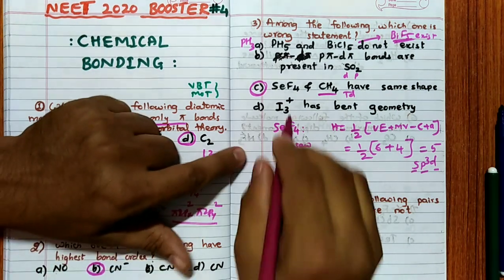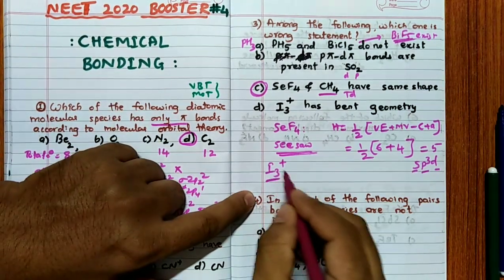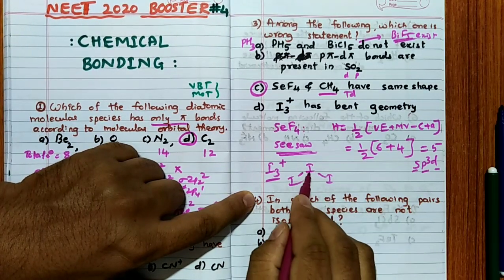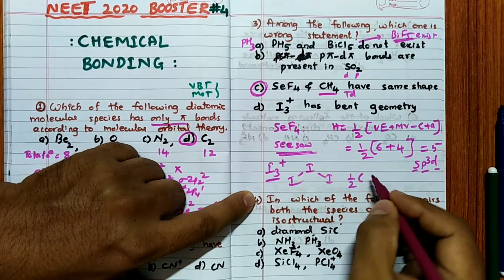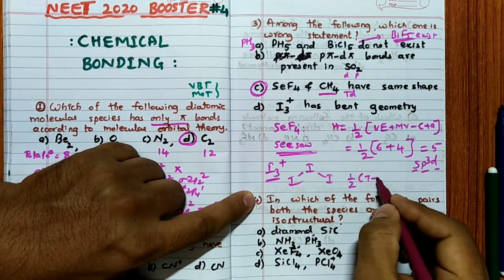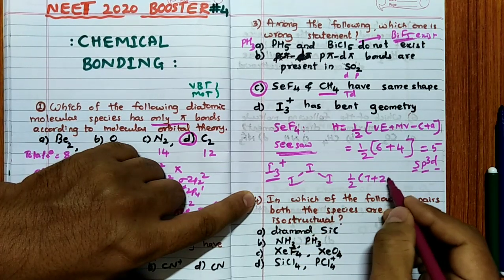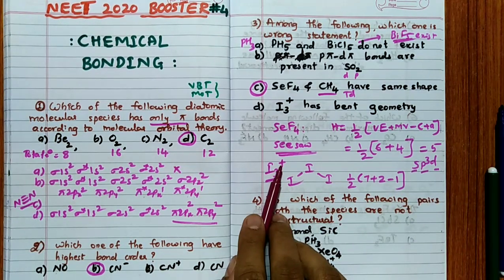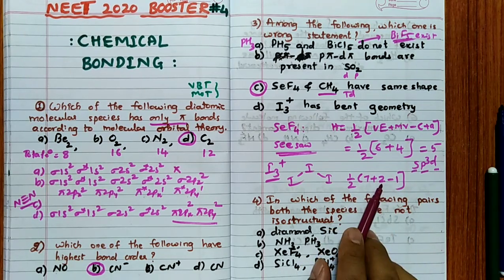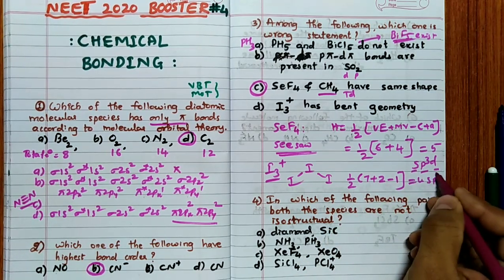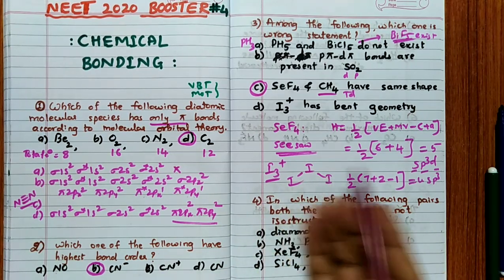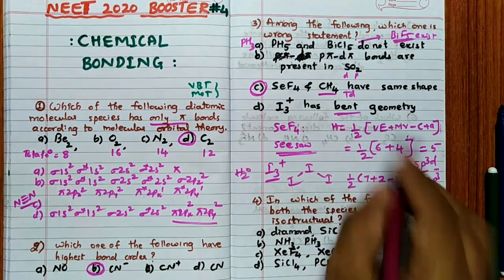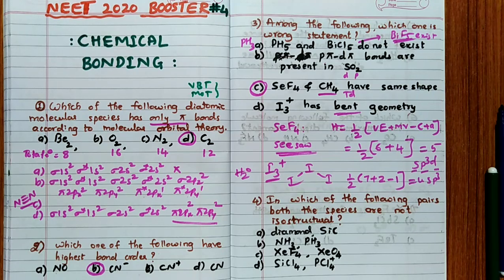I3 plus has bent geometry, which is correct. See the I3 plus hybridization. Here it is just like an iodine surrounded by 2 iodines. Central iodine, half into hybridization: central iodine 7, plus surrounding iodine 2, so 7 plus 2, and plus 1 is there, so minus 1 because of the cationic charge. It becomes 8 by 2, which means 4, sp3 with 2 surrounding atoms. Definitely it is just like a water molecule, so the shape of this molecule is bent geometry. It is correct. So the incorrect statement is C.